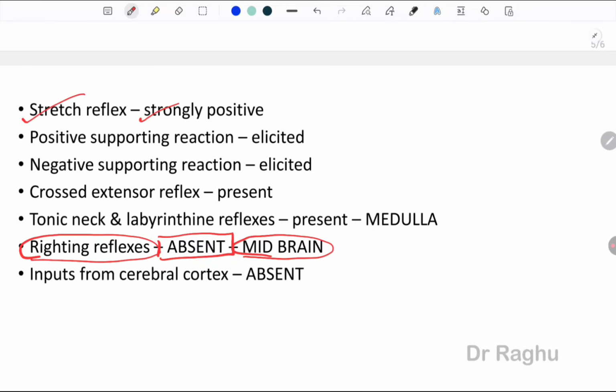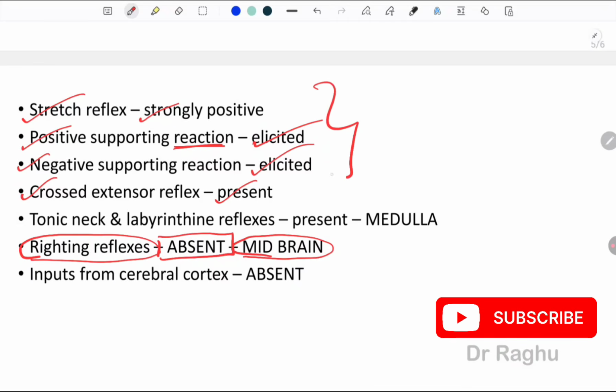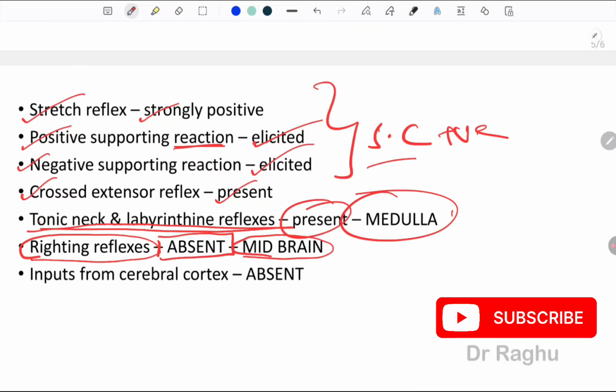Stretch reflex is exaggerated and strongly positive. Positive supporting reaction arising from the spinal cord is elicited. Negative supporting reaction arising from the spinal cord is elicited. Crossed extensor reflex, all these arising from the spinal cord, are present. The tonic neck and labyrinthine reflexes at the level of the medulla are also present. What is again lost is the inputs from the cerebral cortex, which are absent.